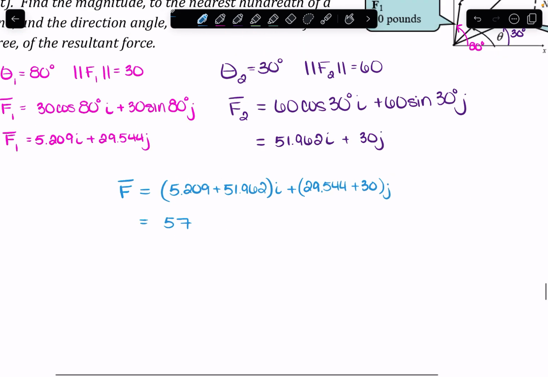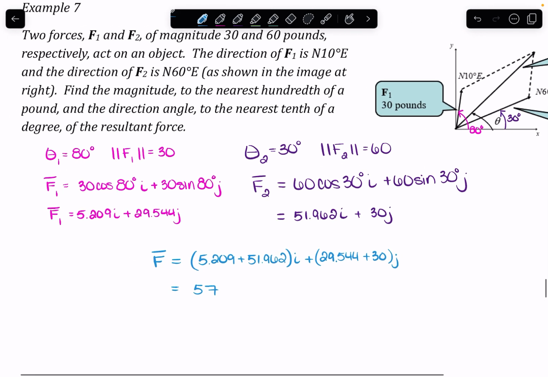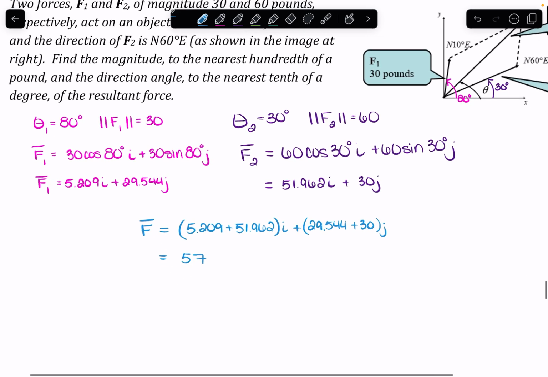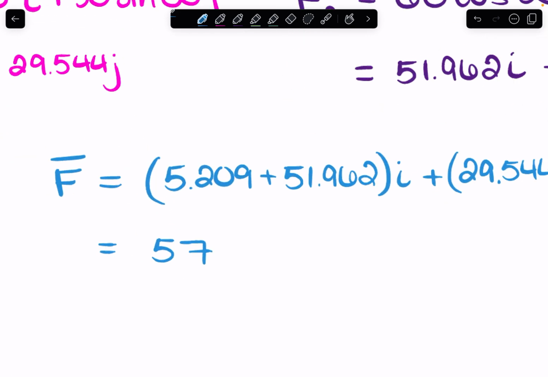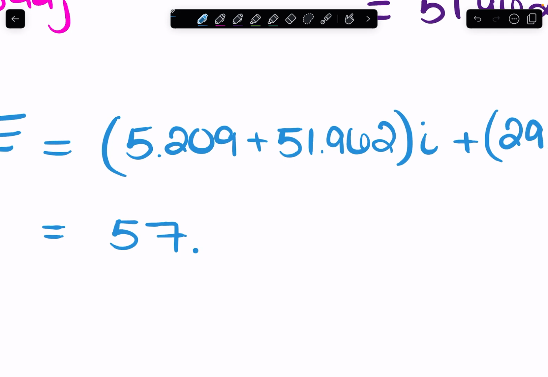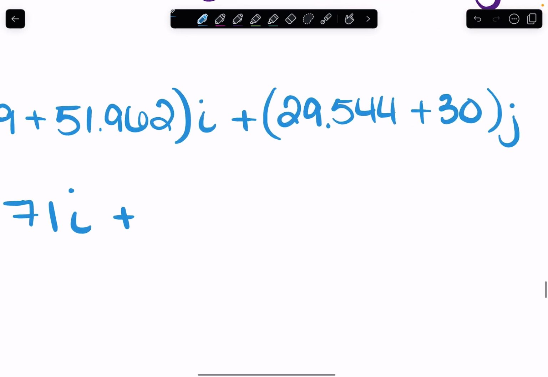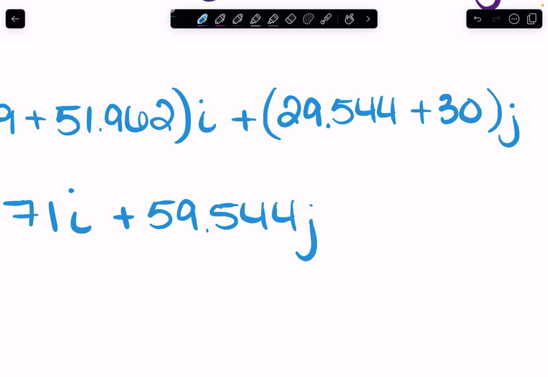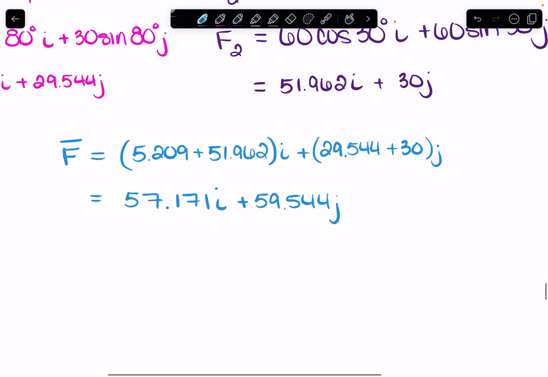And we were supposed to go to 2 decimals, I believe, here. Find the magnitude to the nearest hundredth. So it's not quite to the magnitude yet, so I'm going to leave 3 decimals. 57.171 i plus, and then we've got our 29.544 plus 30, 59.544 j. So this is our resulting vector.